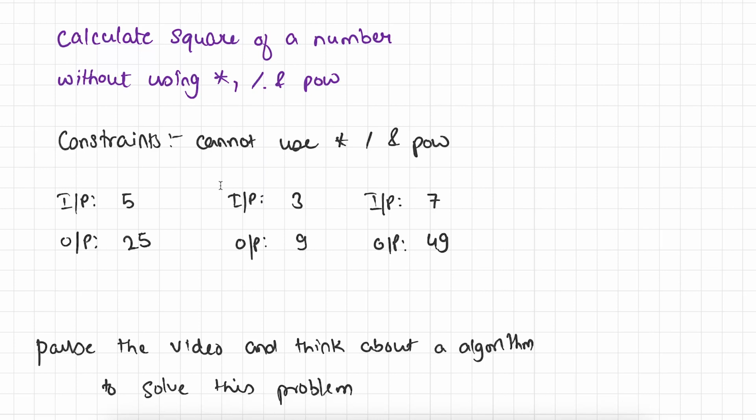Okay, so let's understand this problem with some examples. Let's say if the number is 5, the square of number 5 is 25, so the output is 25. If the number is 3, the square of number 3 is 9, so the output is 9. If the number is 7, the square of number 7 is 49. So I hope now you have a clear understanding of this problem. So let's pause the video and think about an algorithm to solve this problem.